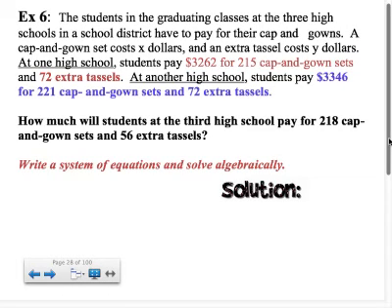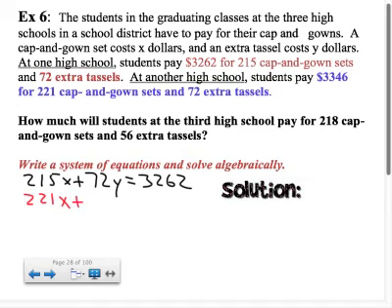So, a lot of words going on here, obviously, but long story short, what you need to do is set up a system. So cap and gowns cost x dollars, extra tassels cost y. So in the first high school, I know that if I take 215 times x and add to that 72 tassels times y dollars, that's got to equal 3262. If I look at the second high school, I know that 221 cap and gowns are bought, and 72 tassels are bought, and that's got to add up to 3346.